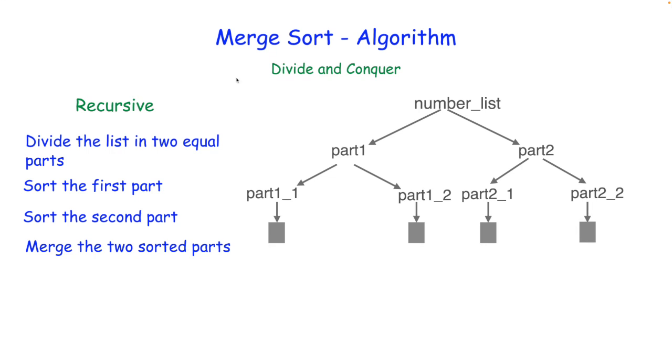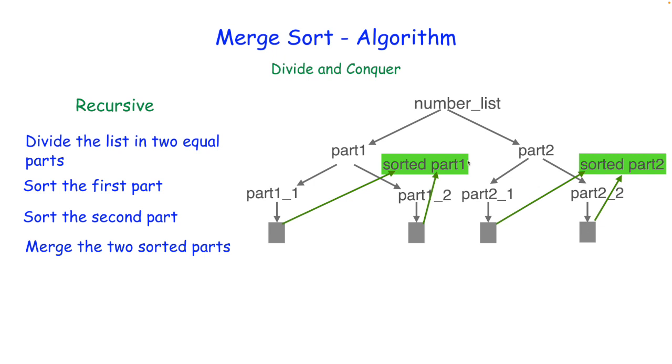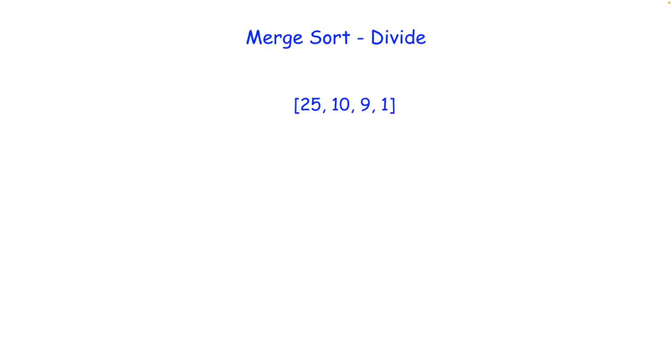So now, this part which has only one element left and this one will be merged together to form a merged sorted list. Similarly, these two parts will be merged together to form another sorted list. And now these sorted lists will be further merged to form a bigger merged sorted list. Now let's look at one more example to understand how merge sort works.